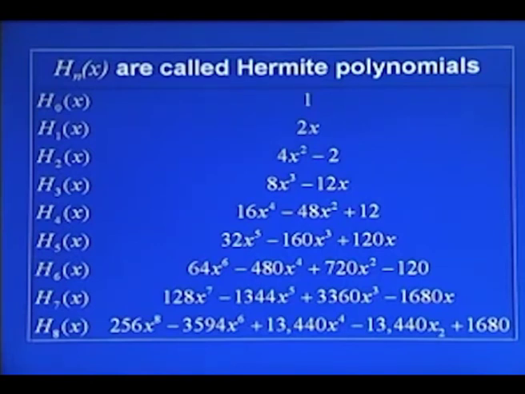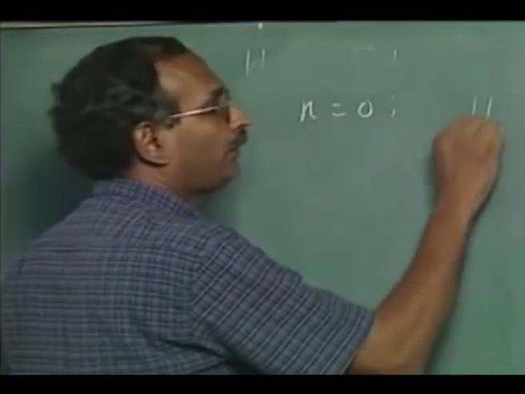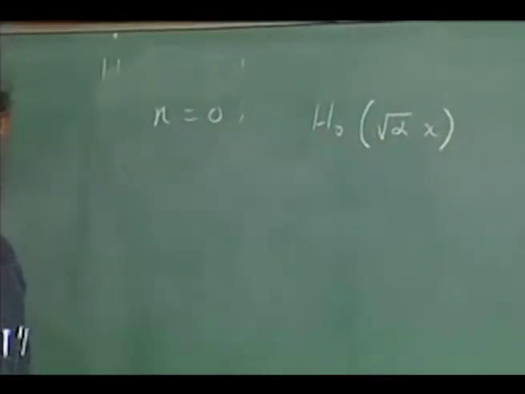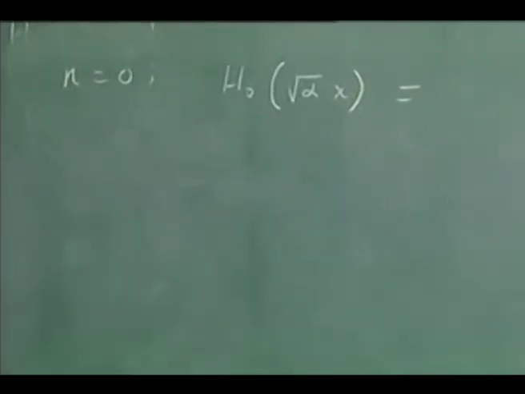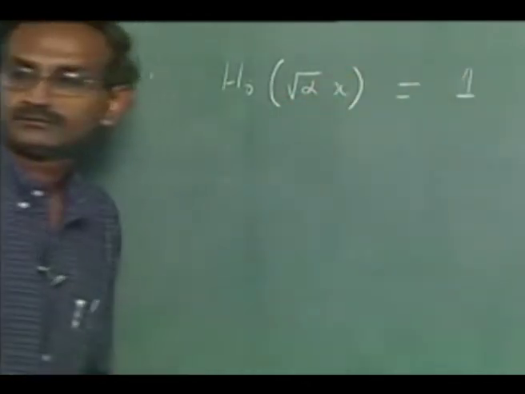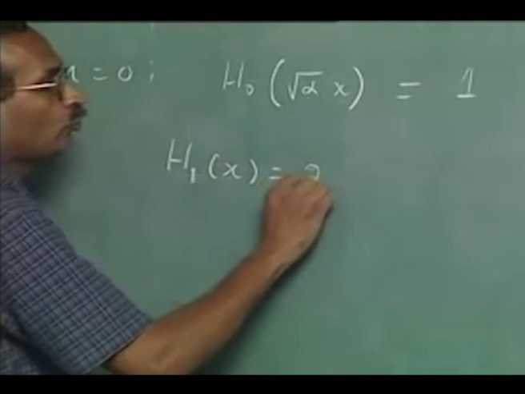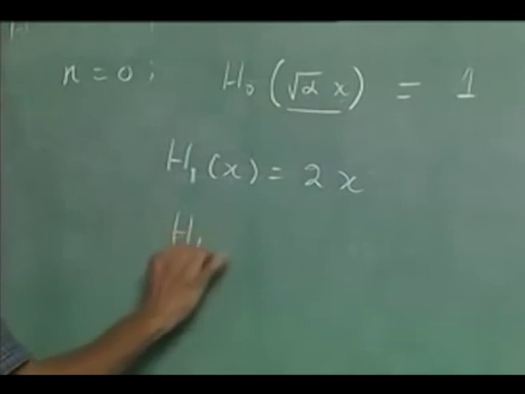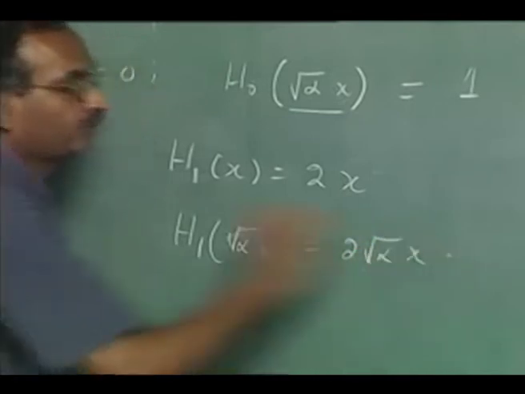You see that for n equal to 0, the polynomial is h naught of root alpha x, which, as I have in the slide here, h naught of x is a constant 1. It doesn't depend on root alpha or x, simple 1. What you have in that slide is h1 of x as 2x. Therefore, the harmonic oscillator solution h1 of root alpha x is 2 root alpha x.